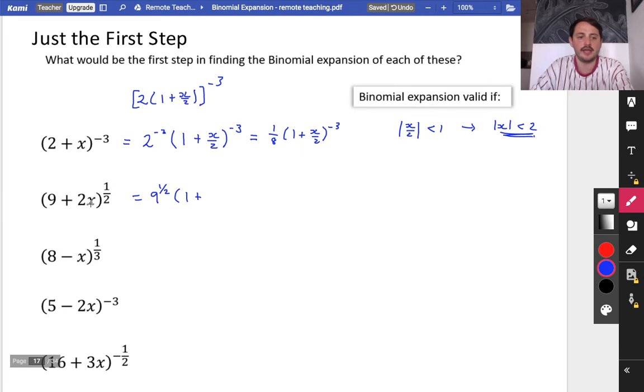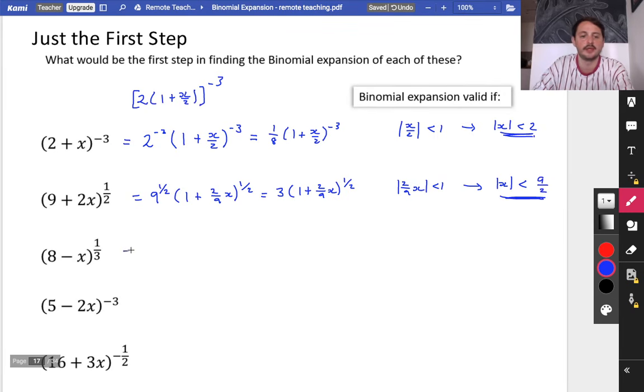If I take out a 9, I'm dividing this next thing by 9, so I get 2 over 9x to the power of a half. Now, 9 to the power of a half is the square root of 9, which is just 3. So I've got 3 times 1 plus 2 over 9x to the half. So you do the binomial expansion of this, multiply everything by 3 at the end. That means that our 2 over 9x has got to be less than 1. When you multiply this by 9 and divide it by 2, you get that x has got to be less than 9 over 2.